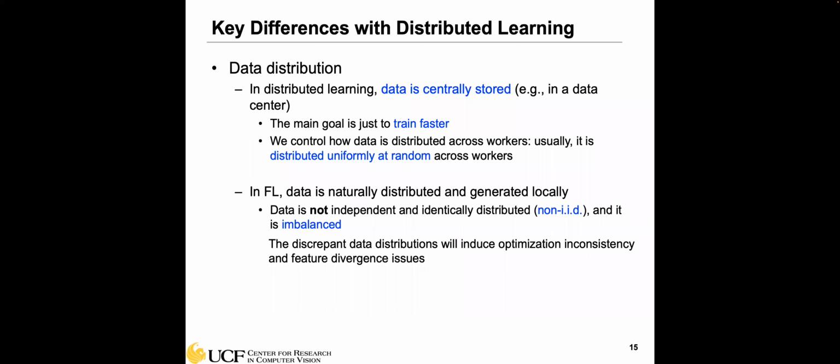So the data, the features, and the label distribution will be very different, and also can be very imbalanced. This causes some difficulties in terms of optimization, while also causing some feature divergence issues in federated learning.